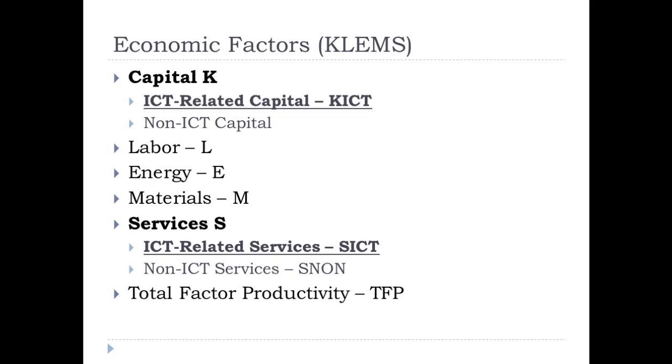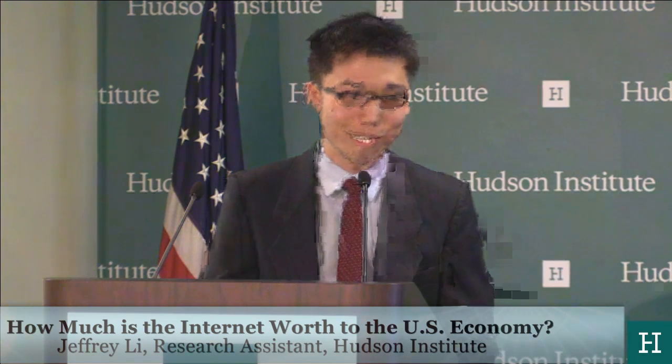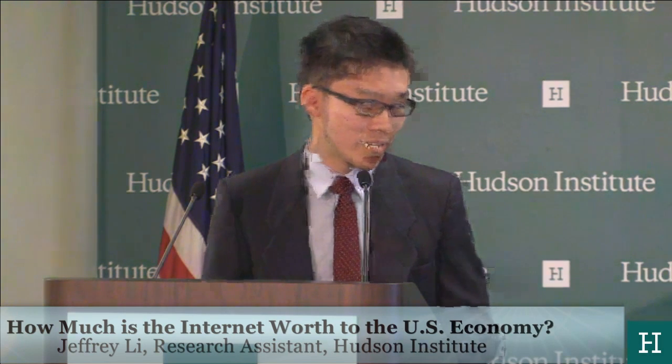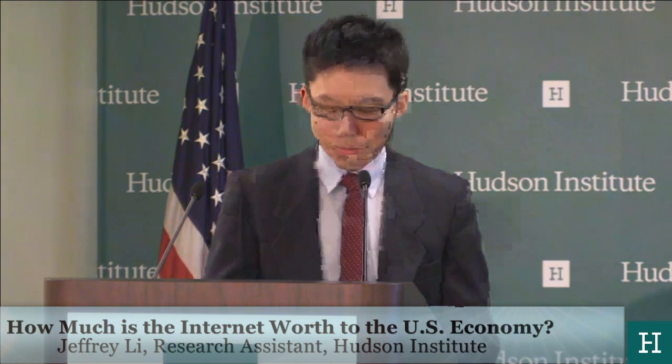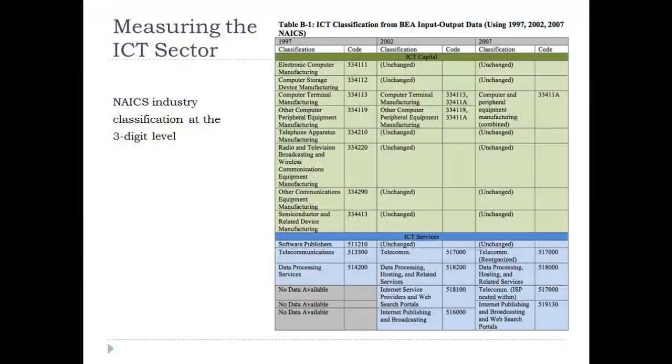So just to be a little bit more concrete about what the ICT sector is, we divide capital and services specifically into ICT capital and non-ICT capital, and the same for services, ICT services and non-ICT services. So what are some things that we classify as ICT capital and ICT services? In ICT capital, we include things like the production of computers, radio and broadcasting equipment, semiconductors, those sorts of information communications technologies. And for ICT services, on the other hand, we include things like the provision of telecommunications services, internet service, data processing services, and also the publication of new software. All these sorts of things are categorized as ICT services.